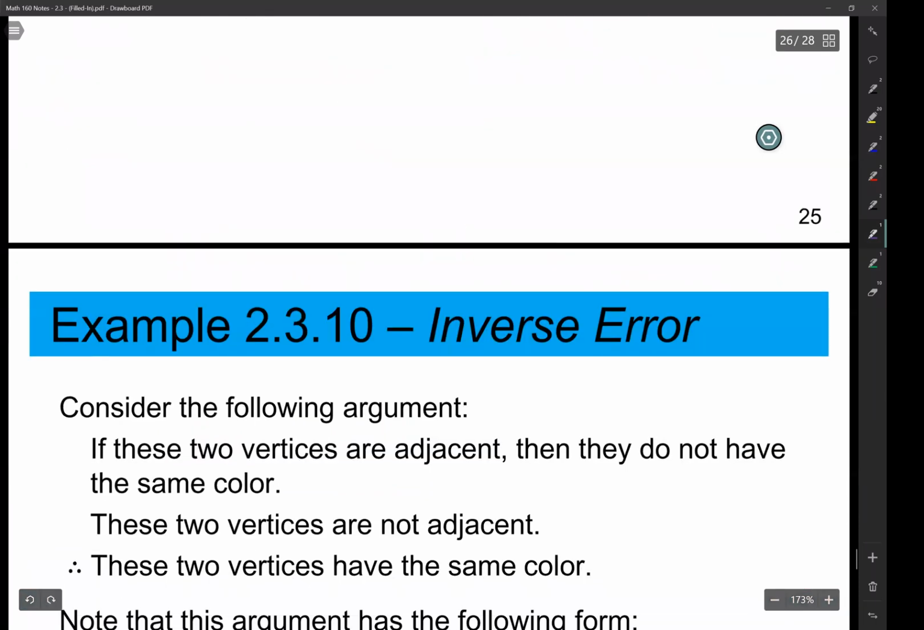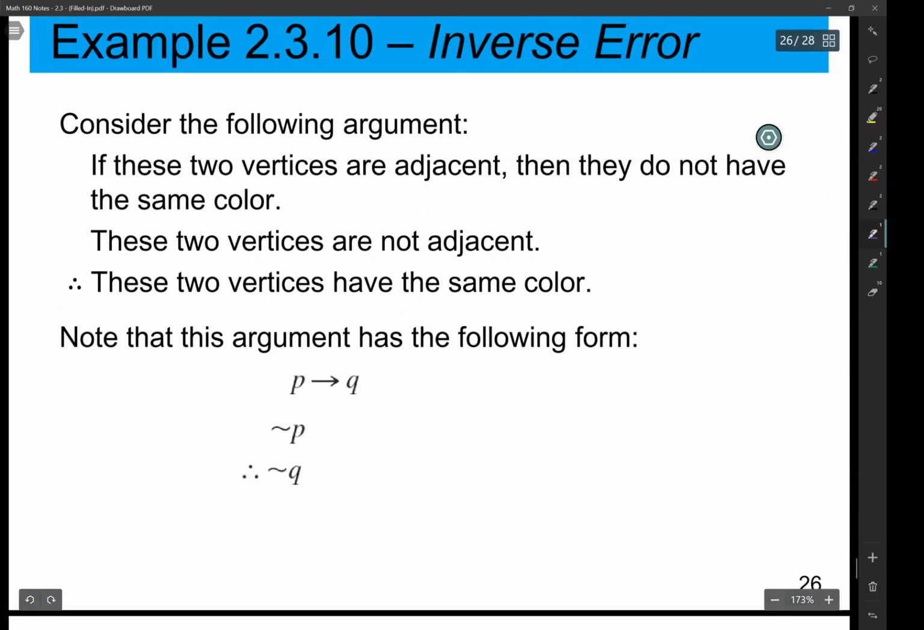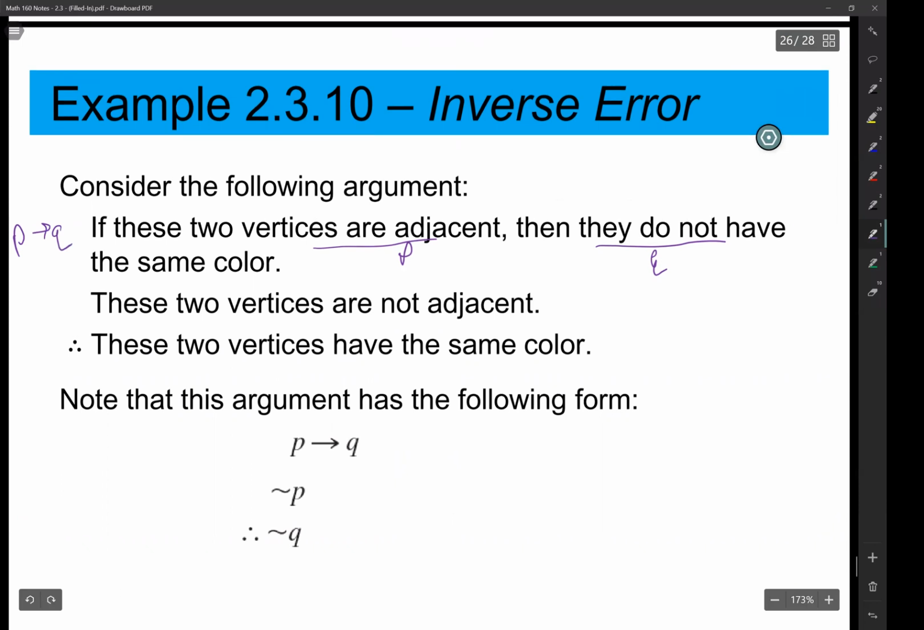And let's do one with the inverse error, and then we'll go home. If these two vertices are adjacent, then they do not have the same color. Again, this is P implies Q. What was the inverse error again? Well, P implies Q, I say not P, therefore I can conclude not Q. This is an invalid argument. We did the truth table for it. Invalid. Really bad, don't do that.